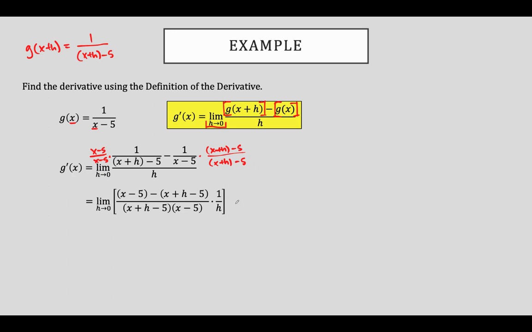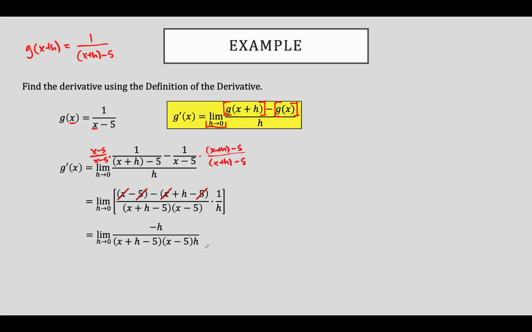Let's now do some algebra to simplify. x minus x, those subtract to 0. Negative 5 minus a negative 5. Subtracting a negative is the same as adding. Those add to 0. And don't forget here, we need to distribute this negative to this h right here, leaving us with the limit as h approaches 0 of negative h divided by x plus h minus 5 times x minus 5 times h.